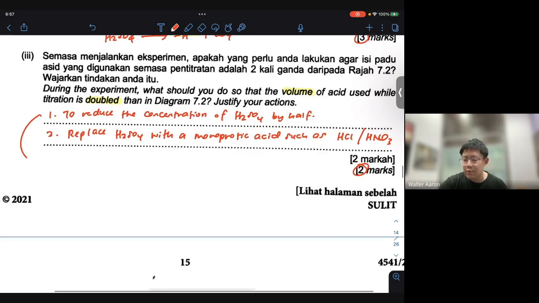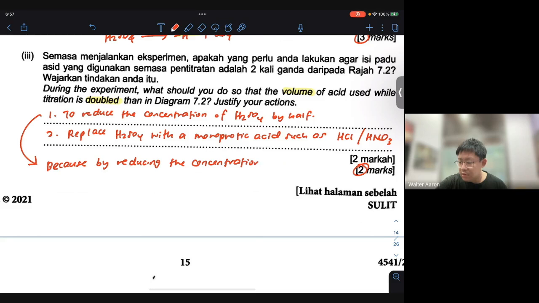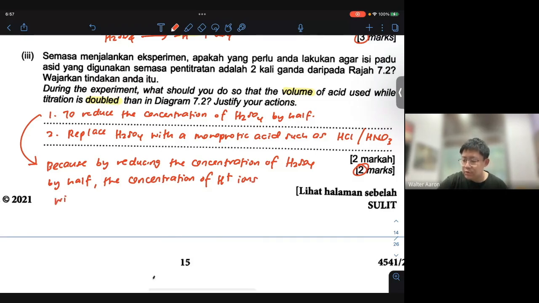Okay, so for the first one here, you must justify extra. You must say that by reducing the concentration of H2SO4 by half, the concentration of H plus ions will also be half. Or you put halved.